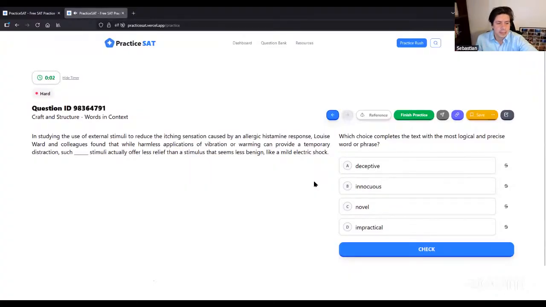Lovely. In studying the use of external stimuli to reduce the itching sensation caused by an allergic histamine response, Louis Ward and colleagues found that while harmless applications of vibration or warming can provide a temporary distraction, such blank stimuli actually offer less relief than a stimulus that seems less benign, like a mild electric shock. Which choice completes the text with the most logical or precise word or phrase? Deceptive, innocuous, novel, and practical.